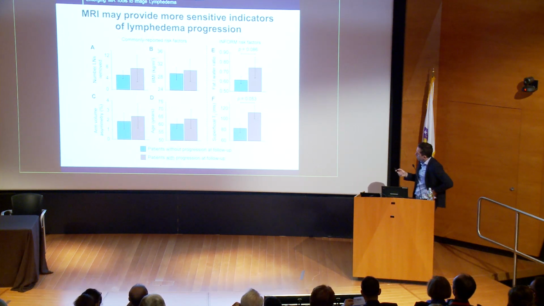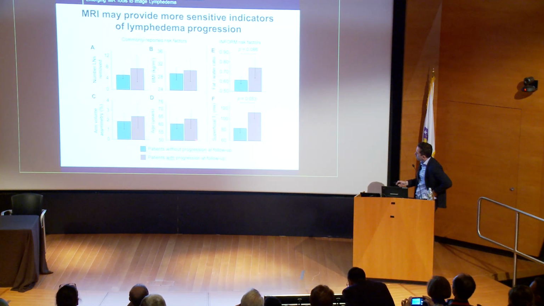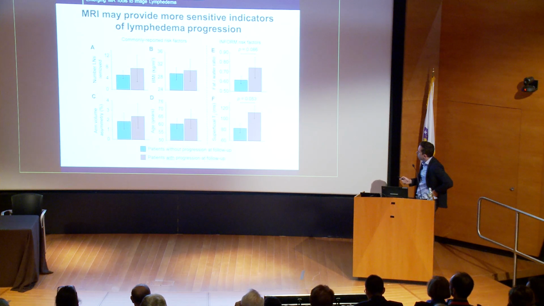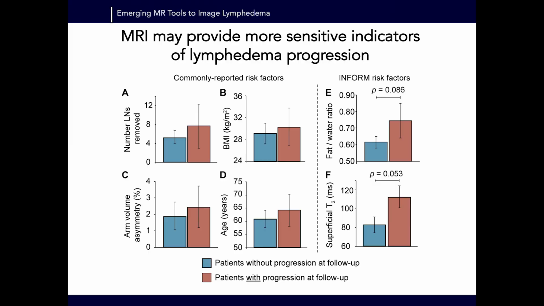And then some of the new MR methods that we're looking at, so things like looking at the quantitative fat-water ratio and also the environment in terms of the water microenvironment with the T2. Those things also aren't quite significant yet, but they're trending much more significant than these things. So we think that we might have some promising indicators using MRI of new parameters that can predict progression. And that's kind of the goal of our work, I would say.